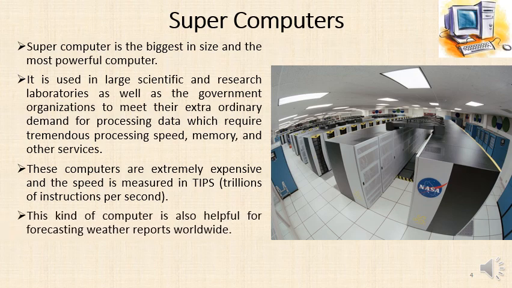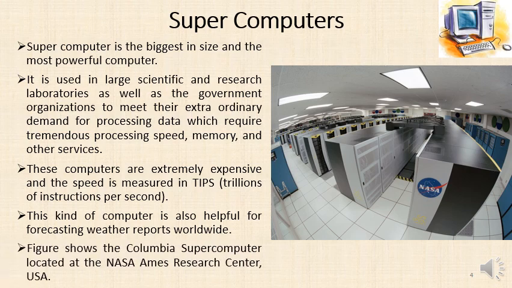This kind of computer is also helpful for forecasting weather reports worldwide. The figure shows the Columbia supercomputer located at the NASA Ames Research Center, USA. So here in this image we can see the size of this supercomputer, that it covers the whole room or space. It's a supercomputer used by NASA.